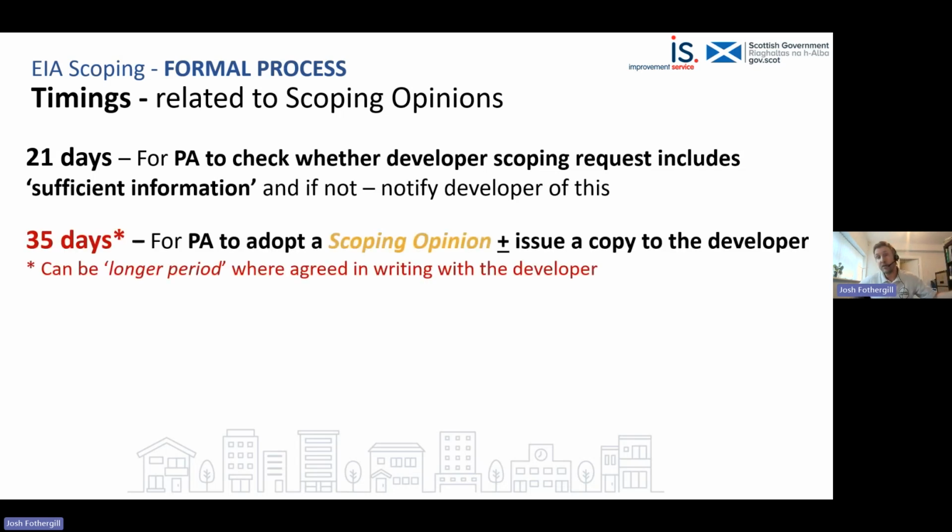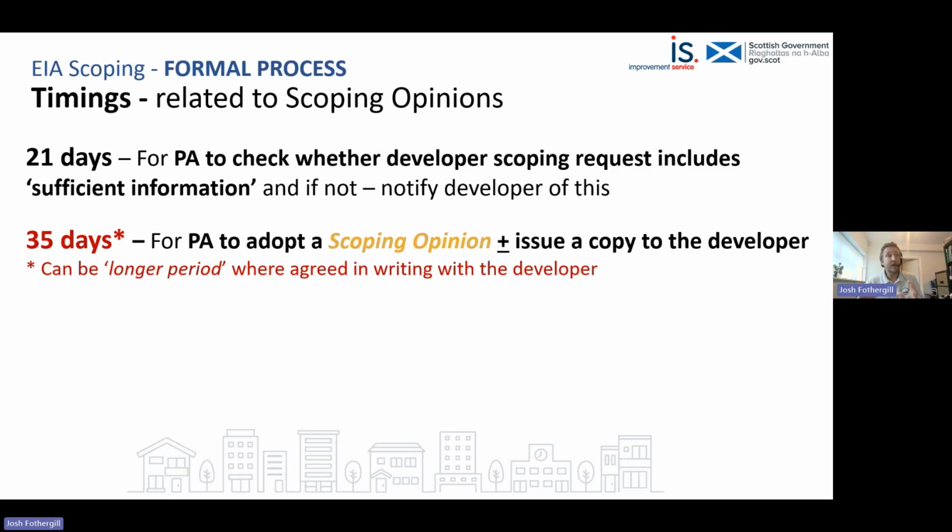At the same time, the same clock is running for the 35 days as the standard time expected for a planning authority to adopt its scoping opinion and issue it to the developer. So it isn't like we can have 21 days and then start our 35-day clock. They are both started at the same time. So hence that first activity of checking, do we think there's enough information here for us to move our opinion forward? Have they covered the basics of what a scoping request should cover? We want to try and get that done as early as possible.